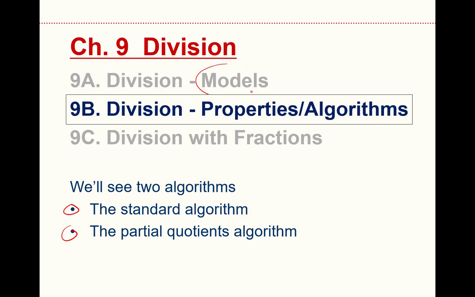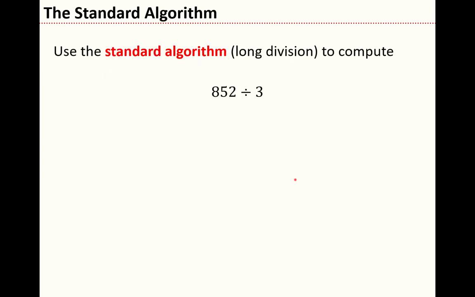Now, remember, in our models section, we had two models, the how many in each group model and the how many groups model. Those two models, we will see them reflected in our two algorithms. All right, let's take a look.